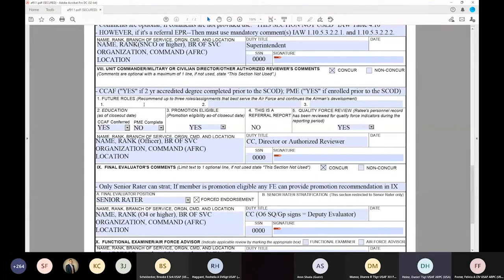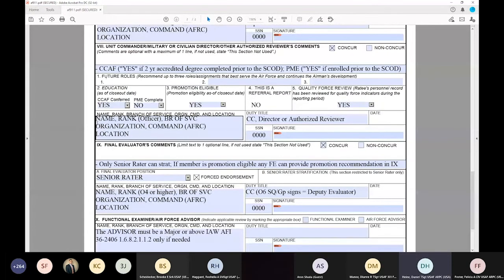You do not have to include a future role, so these 3 blocks can be left blank. You can choose to only add 1 and leave the other 2 blank. As long as it is a role or assignment that best serves the Air Force and continues the airman's development, it can be added into future roles.